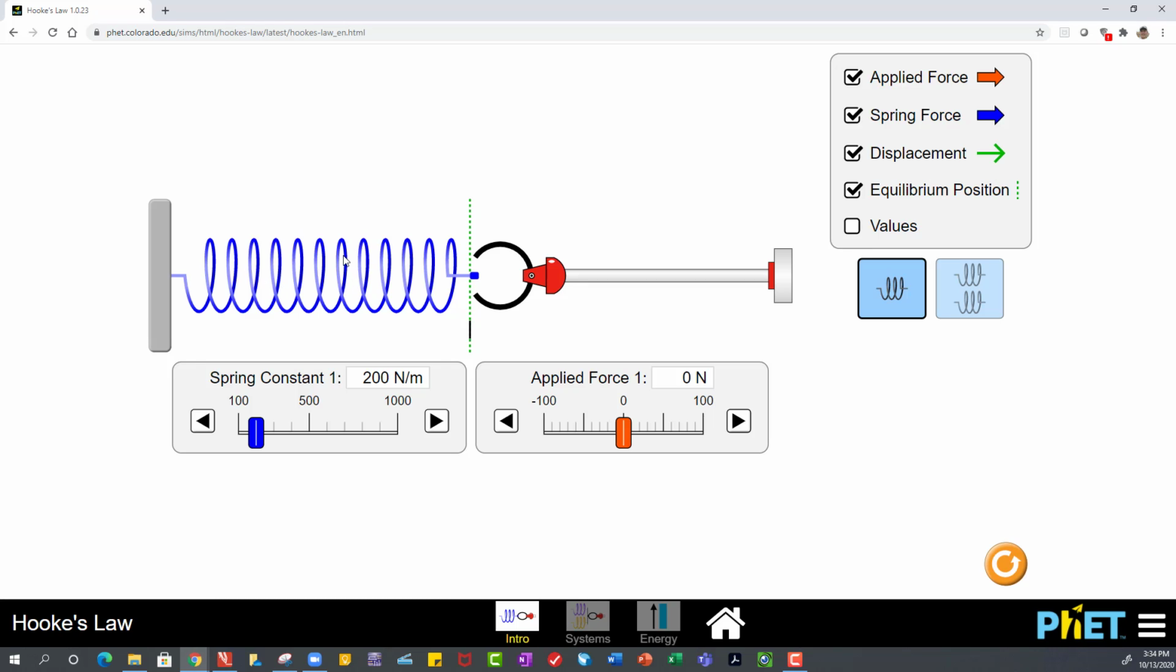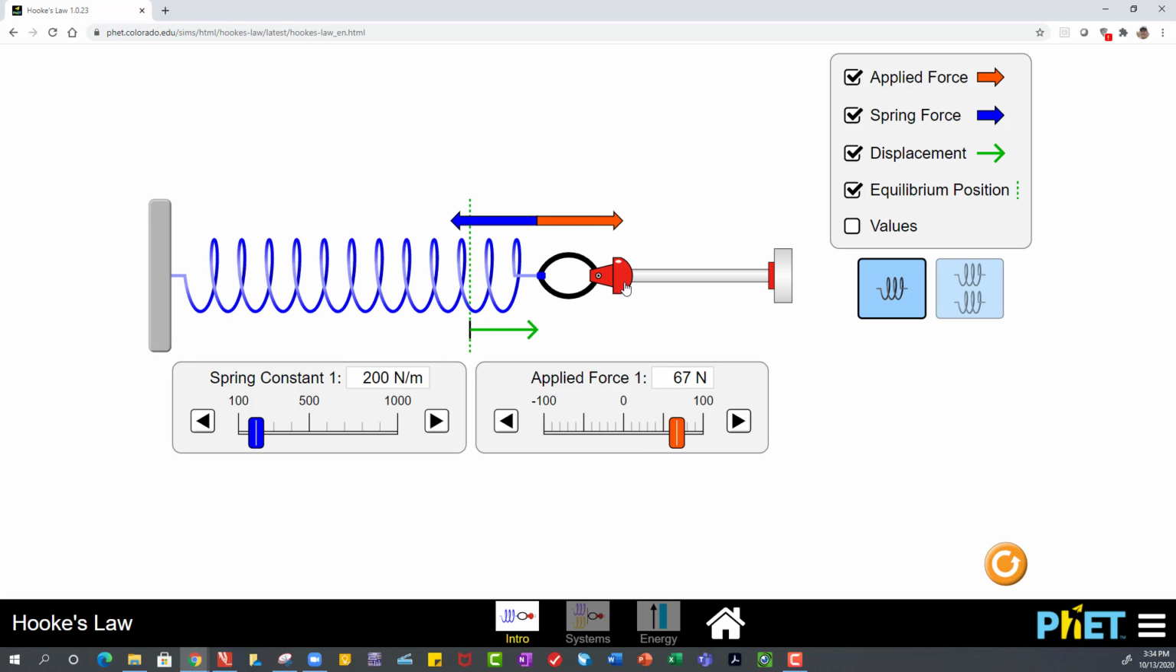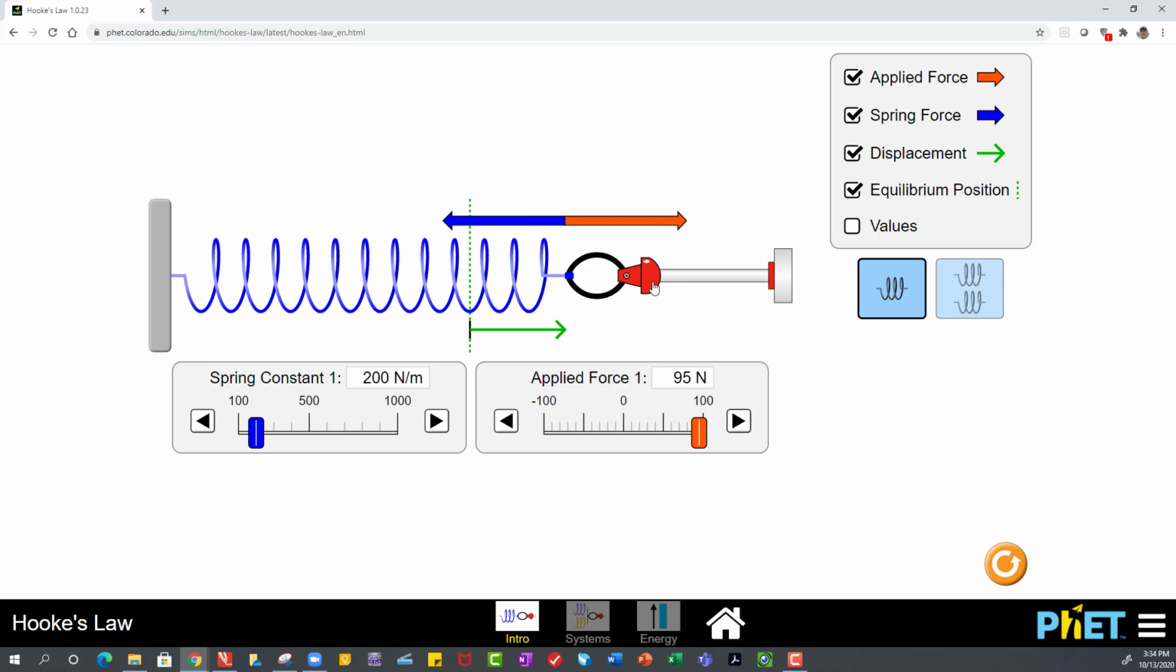That is, we can store energy in the spring, or in the properties of the metal of the spring, and we can do so by applying a force to the spring. Here in this simulation we have the spring constant at 200 newtons per meter, and then we're going to apply a force. Let's go ahead and close the pinchers here, and we'll apply up to 100 newtons of force, and I'll release it.